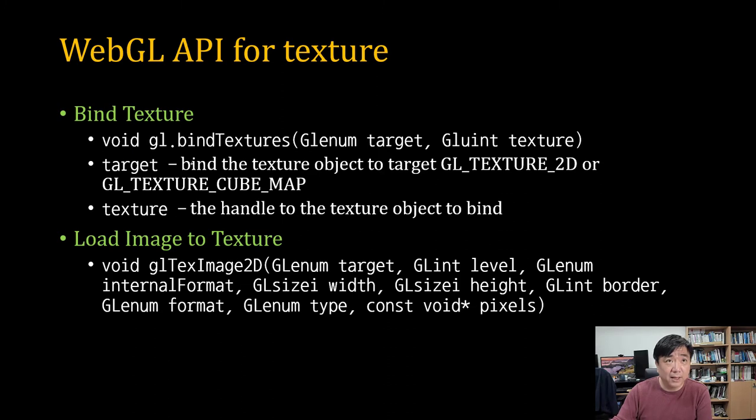and then we need to bind it. Bind means that I will use it in the GPU. Then we should select the target. The target is one of two kinds: GL texture 2D or GL texture cube map. In the vertex buffer object, there are two targets: one is arrays, and the second is elements. Can you remember that? Okay. And in texture, there are two kinds of texture, 2D or cube map.